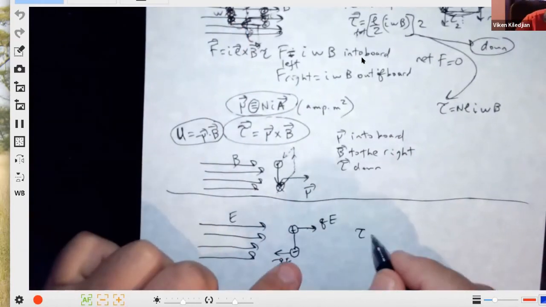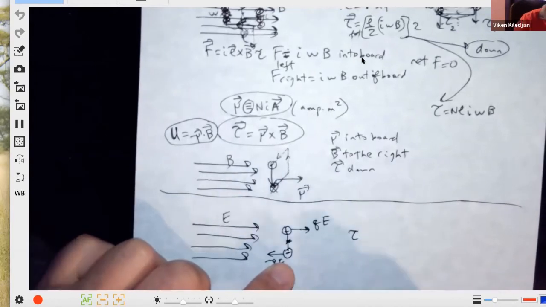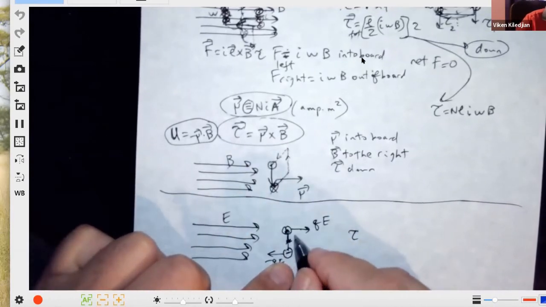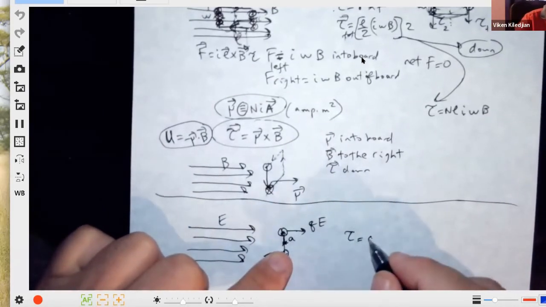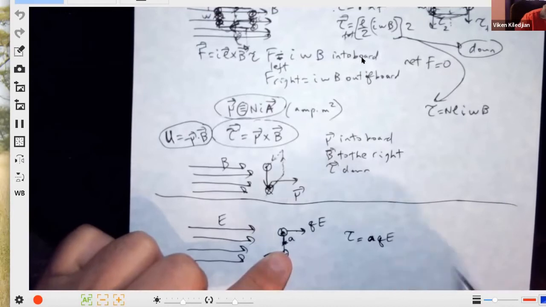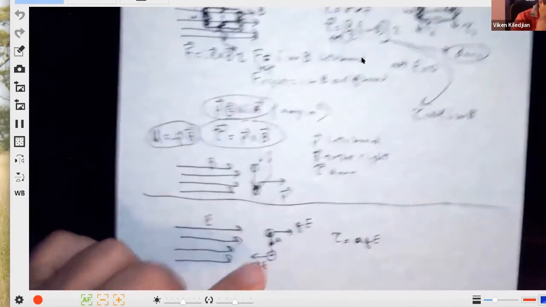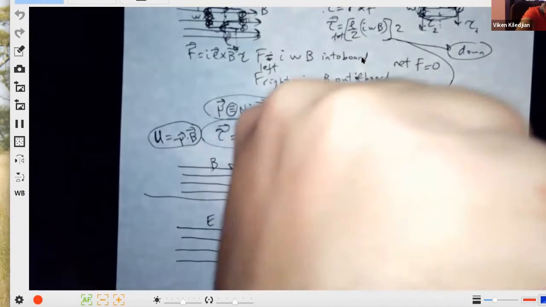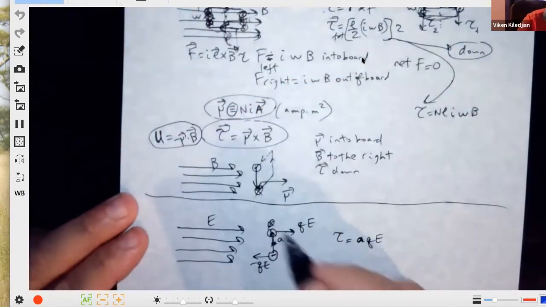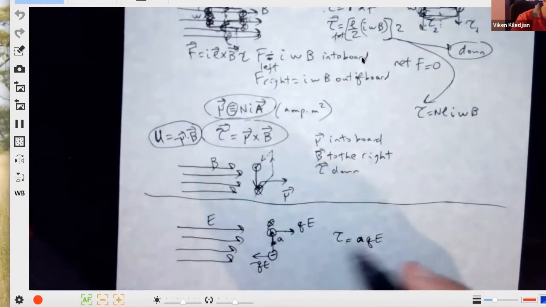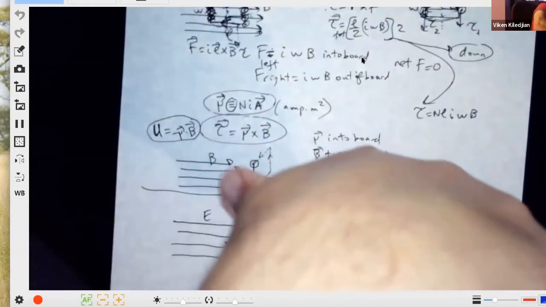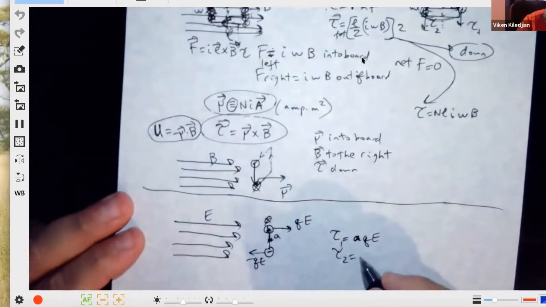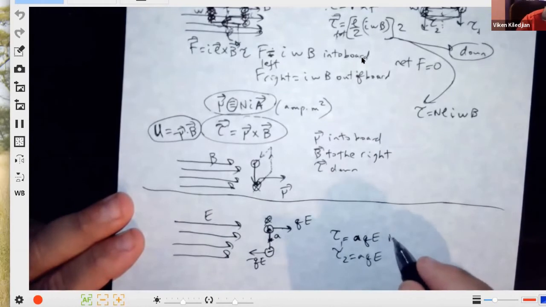The torque is going to be with respect to the center of mass. So it's going to be this distance, call it A. It's going to be A crossed into F, A, Q, E, and that's going to be into the board. So the torque is now into the board. And this guy is going to be another torque, A crossed into F, also into the board, A, Q, E. So both of the torques are into the board.